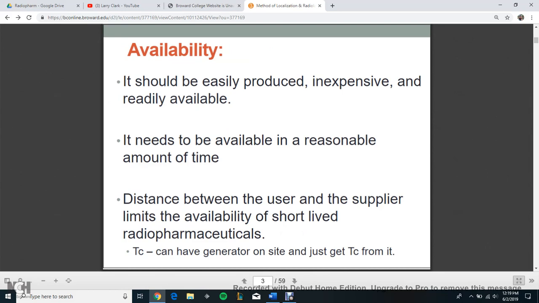Availability. It should be easily produced, inexpensive, and readily available. It needs to be available in a reasonable amount of time. Distance between the user and the supplier limits the availability of short-lived radiopharmaceuticals. Tech can have a generator on site and just get technetium from it.